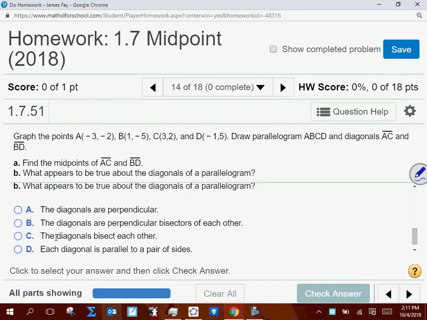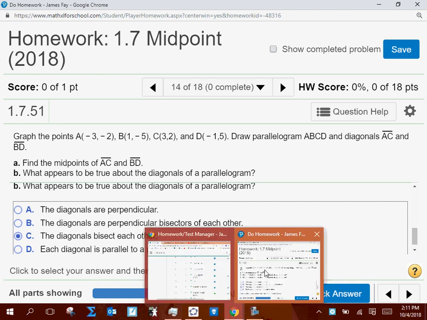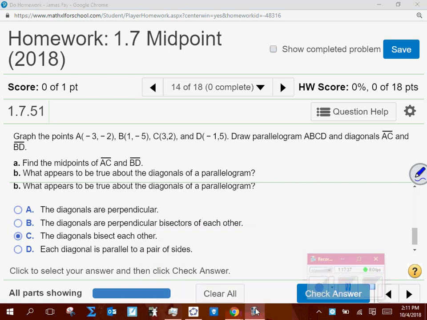We should be able to say the diagonals bisect each other. That's going to be a fact that we see when we start talking about parallelograms again. We'll spend a lot of time on that property and dealing with the distance and midpoint formulas with parallelograms. I think it's chapter 6 actually that happens in.